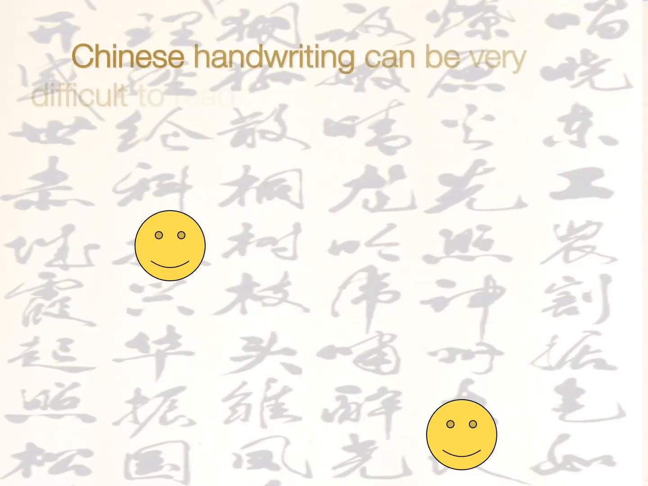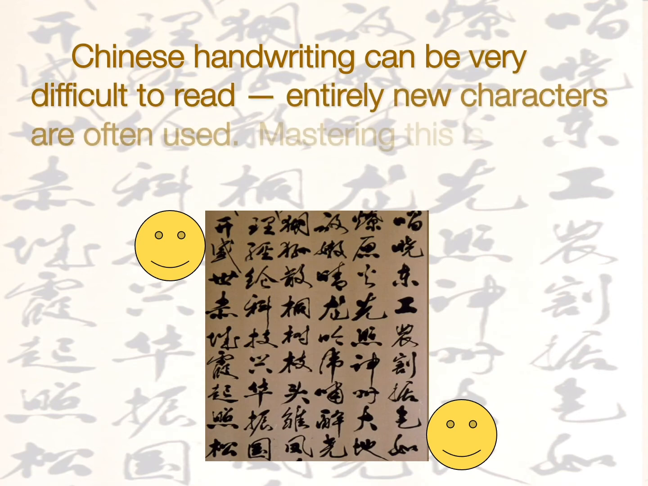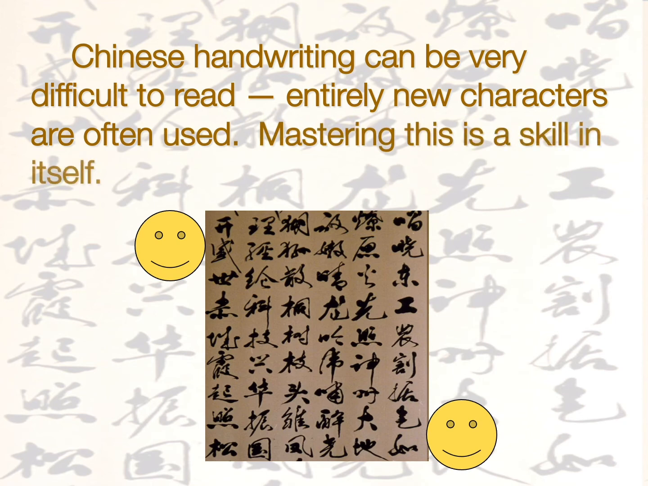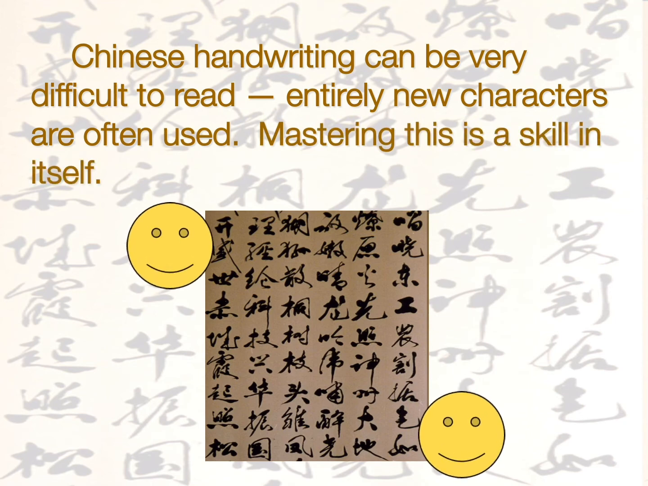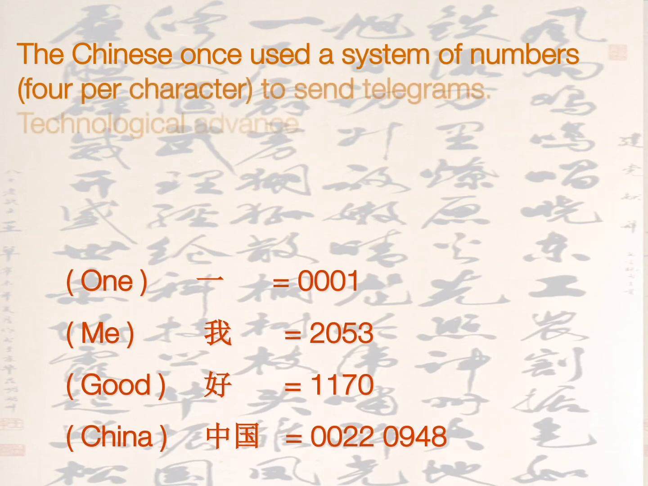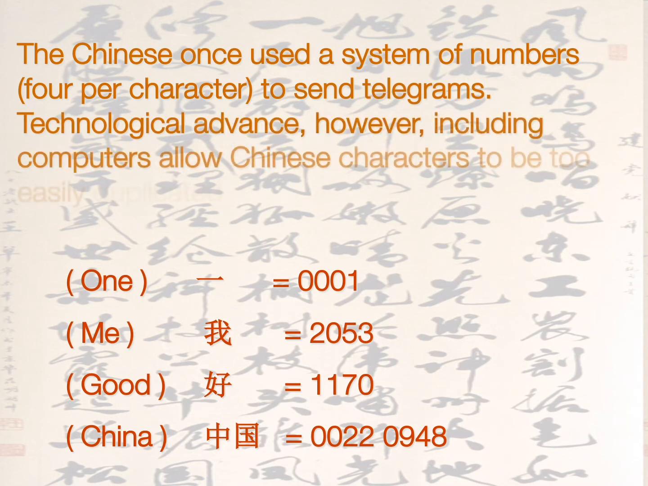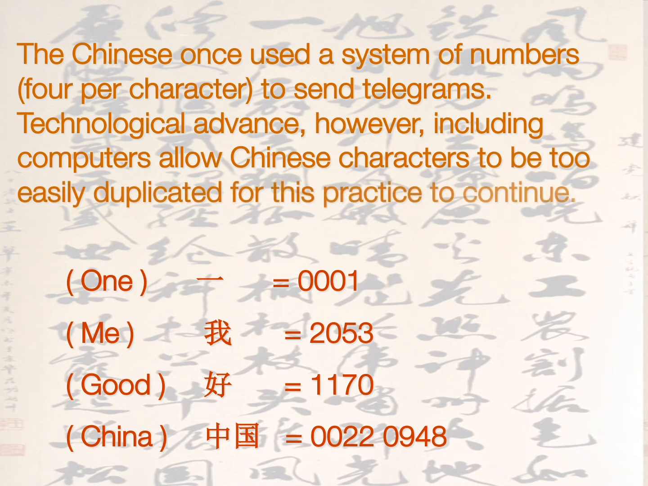Chinese handwriting can be very difficult to read. Entirely new characters are often used. Mastering this is a skill in itself. The Chinese once used a system of numbers, 4 per character, to send telegrams. Technological advance, however, including computers, allow Chinese characters to be too easily duplicated for this practice to continue.